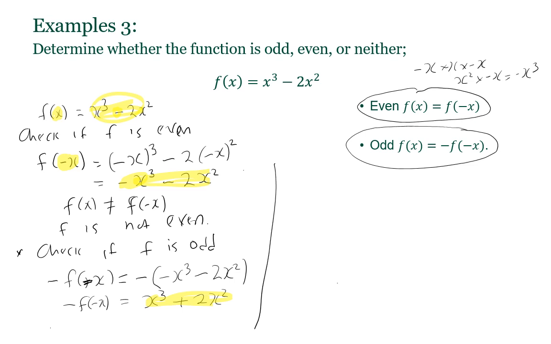So we have that f of x is also not equal to minus f of minus x. So we can say f is not odd. So since f is not even and not odd, then we can say f is neither. So f is neither even nor odd.